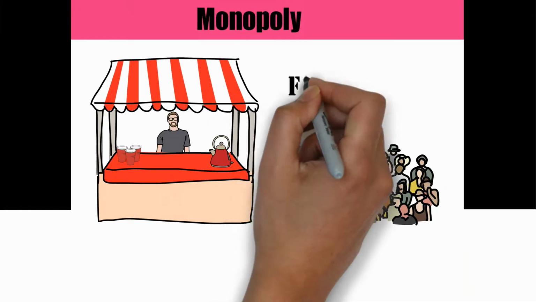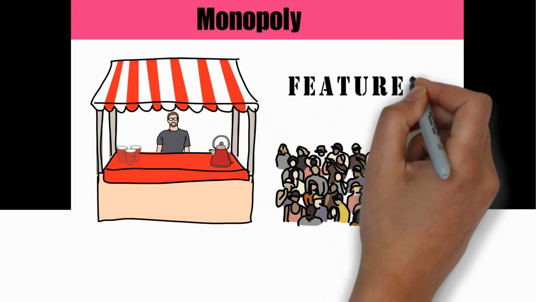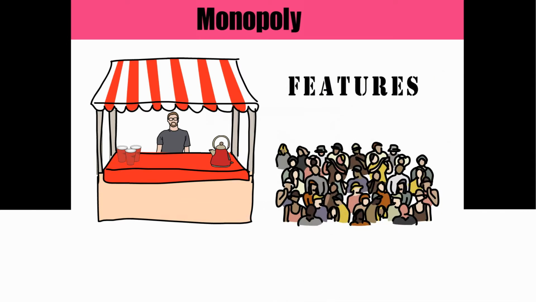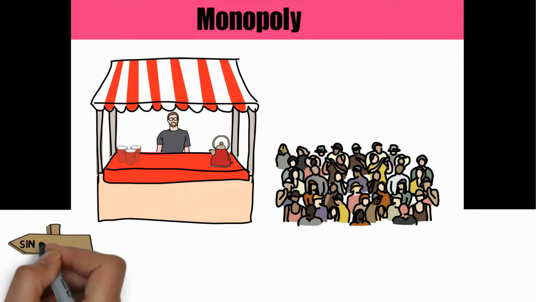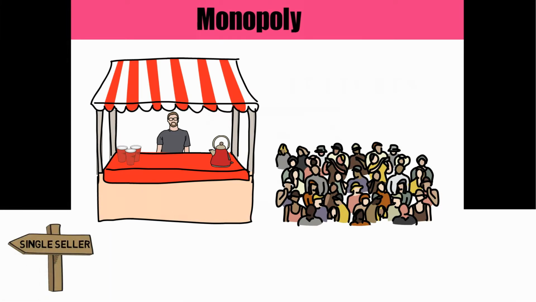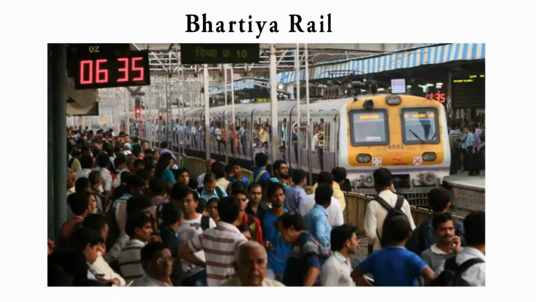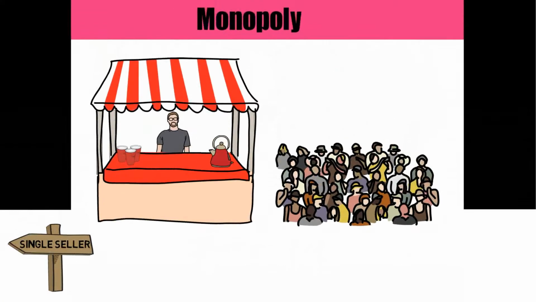There are certain features that make monopoly. Let's have a look at them one by one. The first feature of monopoly is that there is only a single seller. The name itself is self-explanatory. Mono means one and poly is control. Hence, when a single firm has control over the entire market, we call it monopoly.